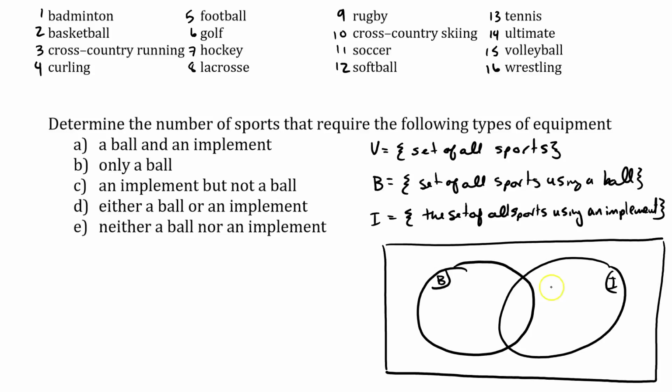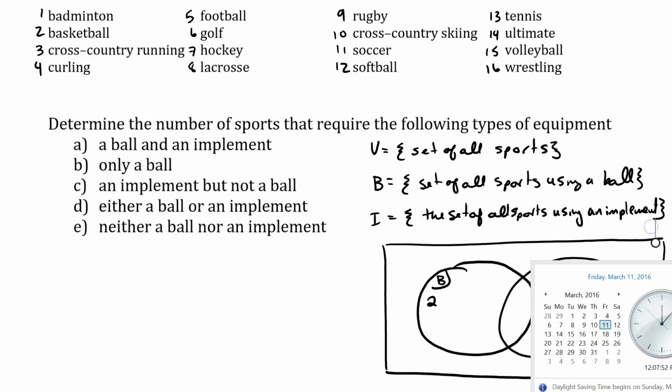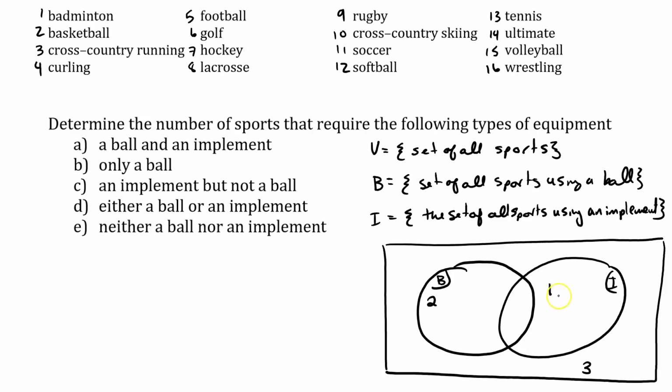Badminton, which is 1, has an implement but no ball. So we would put it just in the portion that has implements. Basketball has just a ball and no implement. Cross-country running has neither implement nor ball, so we're going to put that out here. Curling has an implement but no ball, so we are going to put it right here. Football has a ball and no implement, so we're going to put it here. Golf has both a ball and an implement, so we're going to put it in the intersection. Hockey has an implement but no ball, here. Lacrosse has both an implement and a ball, so we'll put it in the intersection.